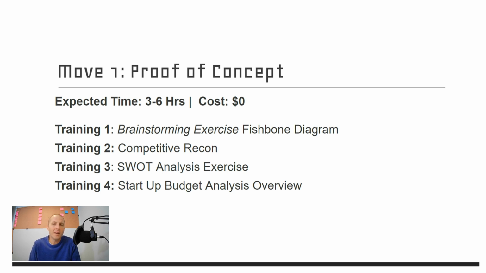Training three is a SWOT analysis. SWOT stands for strengths, weaknesses, opportunities, and threats. It's a grid that you put together where you analyze those. And I want us to start doing that and thinking through what those are for our company, especially after we have seen what our competition has out there. And we will just start that.